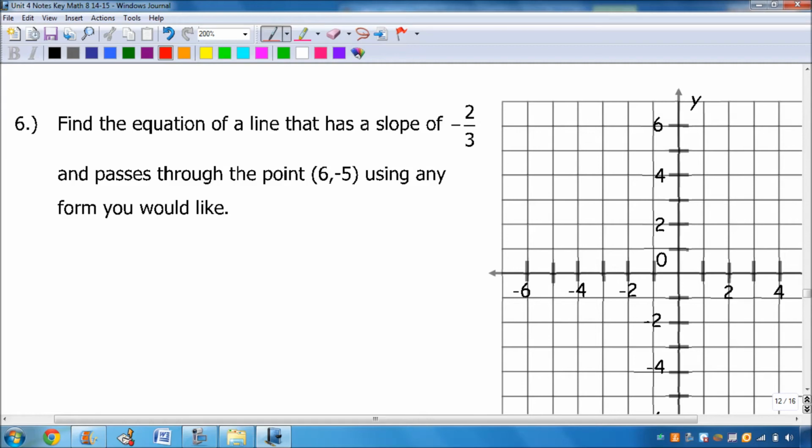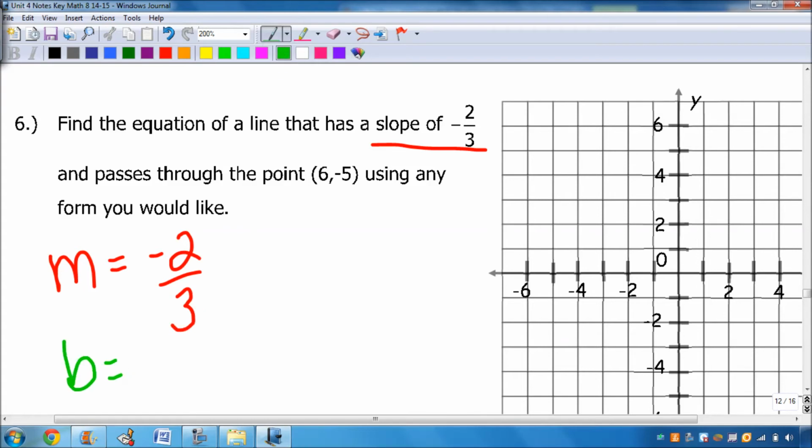Well, so far we've only learned one form, so we're only going to use the slope-intercept form, okay? So we know the slope. That's not an unknown piece of information. We know it. But it does not tell us what the y-intercept is. So the y-intercept is unknown, okay? Now, we do have an x value of 6. So we know that this number right here is x. And we know that this negative 5 right here is y.